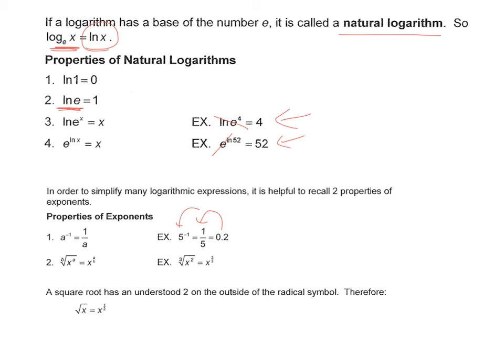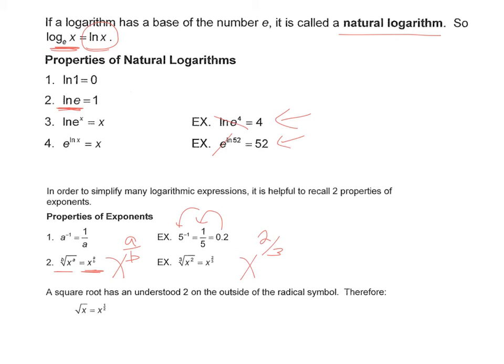Another property that comes up a lot with logarithms is changing a radical form into an exponent form. It's kind of hard to read there. That should say x to the a over b. So if you have radical form, you can change it to a fractional exponent. The little number outside the radical goes on the bottom of the fraction. The exponent inside goes on top. So for example, the cube root of x squared is equal to x to the 2/3 power.